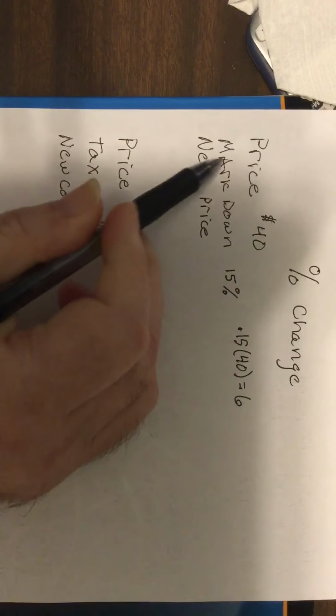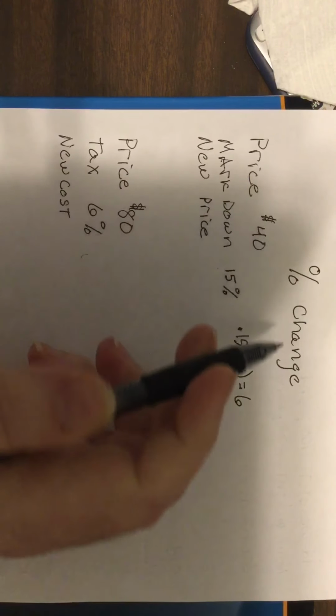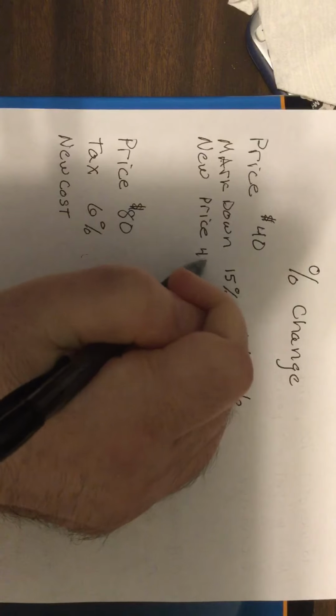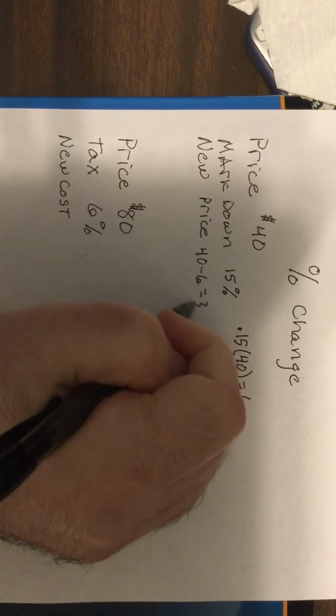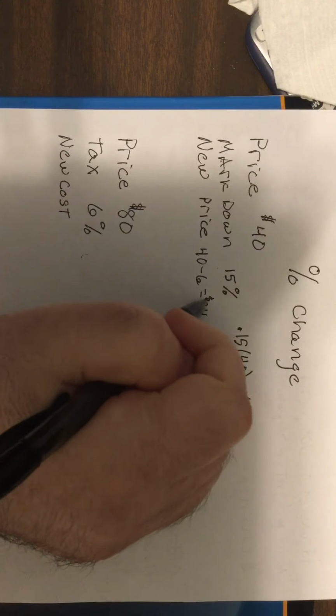So since it's marked down, I subtract it from the price. So 40 minus 6 means you're going to pay $34 if you're buying something.